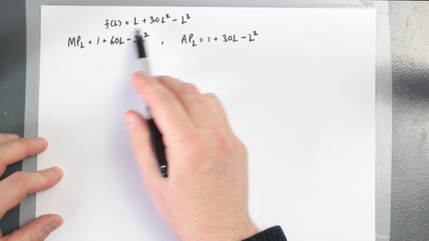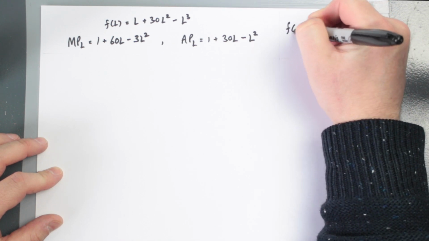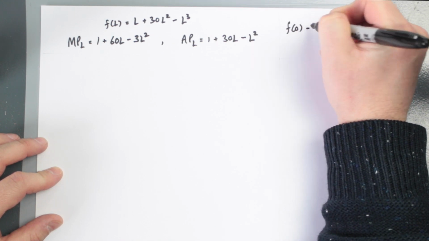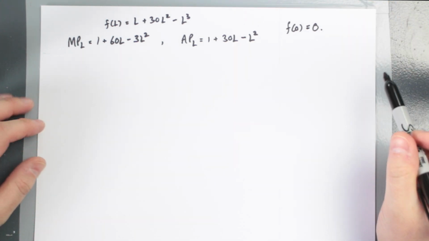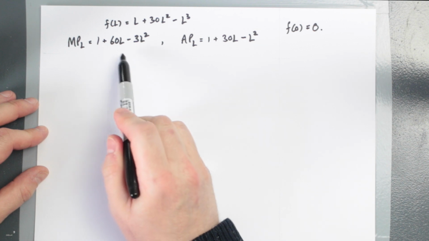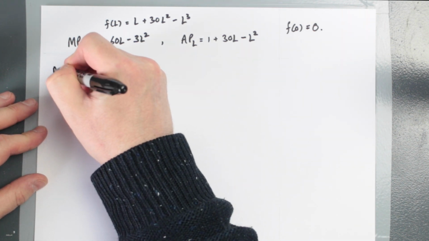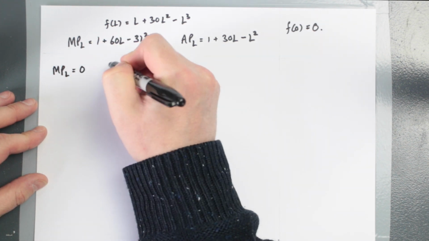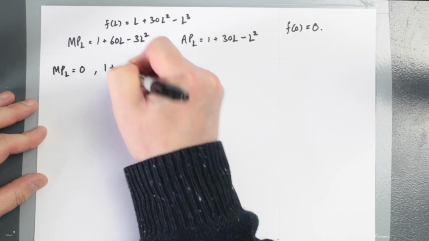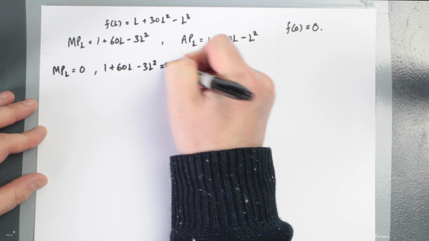So the first thing that's going to help us here as well, if I plugged 0 in, let's just make a note that f of 0 equals 0. Okay, so labour is an essential good here. When does this marginal product of labour equal 0? Okay, so marginal product of labour equal to 0 occurs when 1 plus 60L minus 3L squared equals 0.